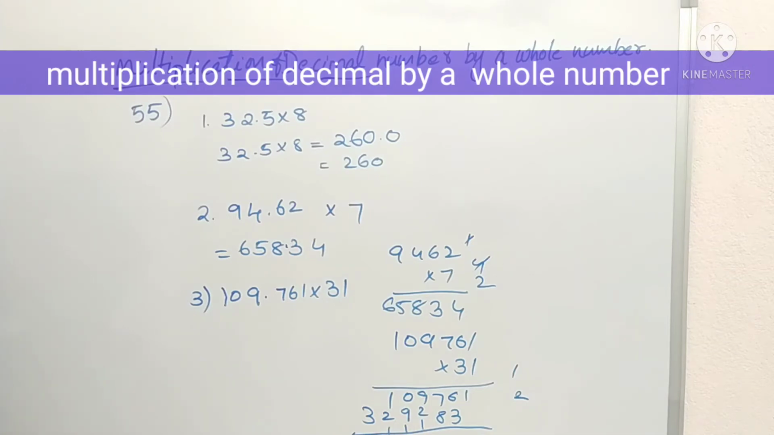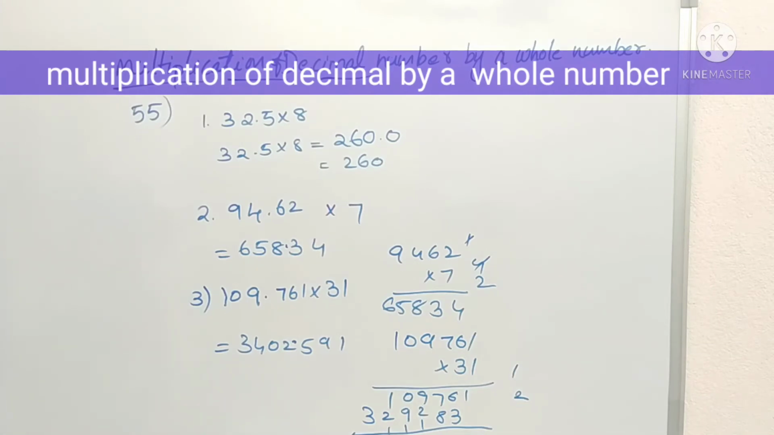12, 10, 4, 3. So this is 591. Now put the decimal point from right side after 3 digits. 1, 2, 3. Okay. It is 3402.591.